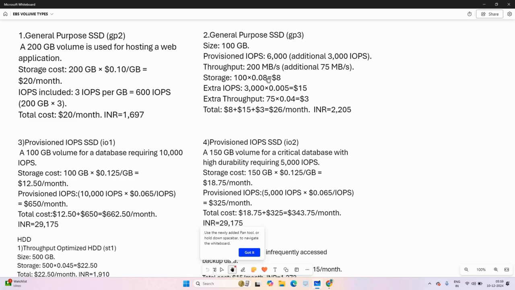For storage, 100 into the Amazon price of $0.08 is equal to 8. For the extra IOPS, 3000 is free, and the balance 3000 is calculated at 0.005, and it is $15. For the extra throughput, 75 into 0.004, so $3. The total is 8 plus 15 plus 3, equal to $26 per month, and in Indian rupees around 2205.